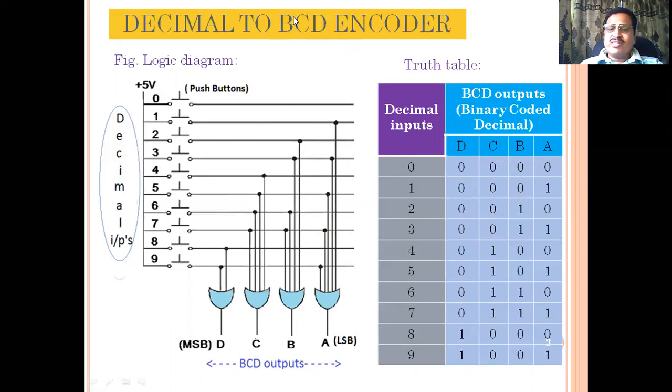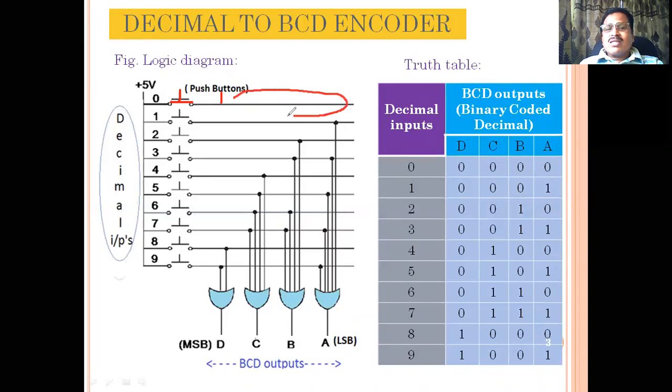We'll take one example first, as if we press the switch in the path of the 0 bit. If this switch is closed, at a time we can apply any one decimal input. So at present, 0 is applied to this circuit as the decimal input. Now this 0th line is at logic 1, right? Though it is at logic 1 level, on this line there is no connection of this line to any one of the OR gates.